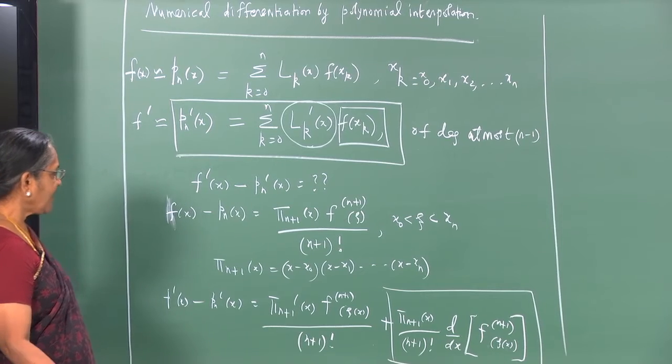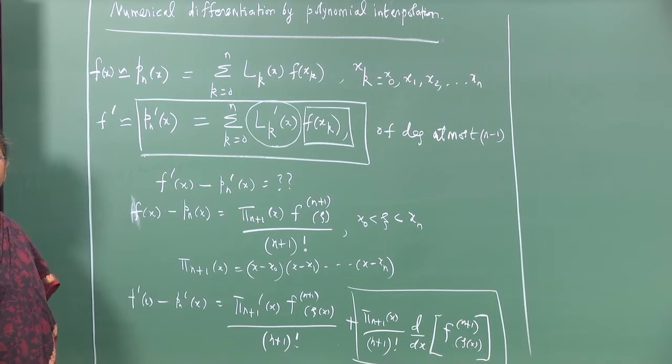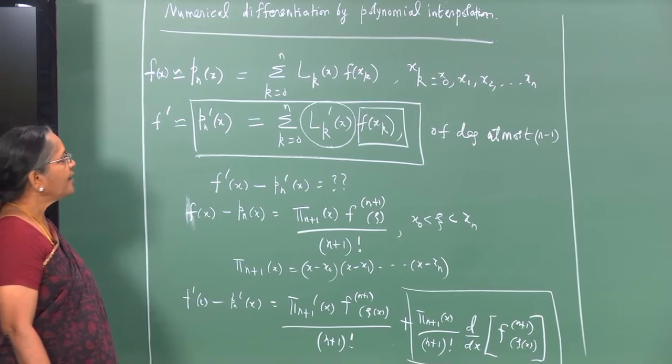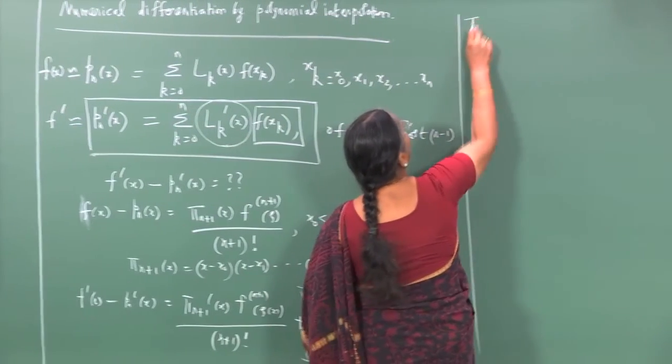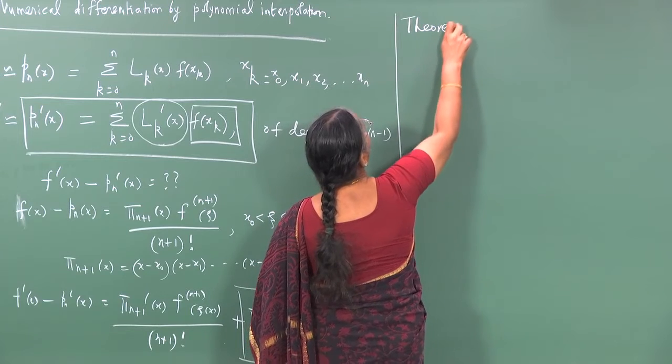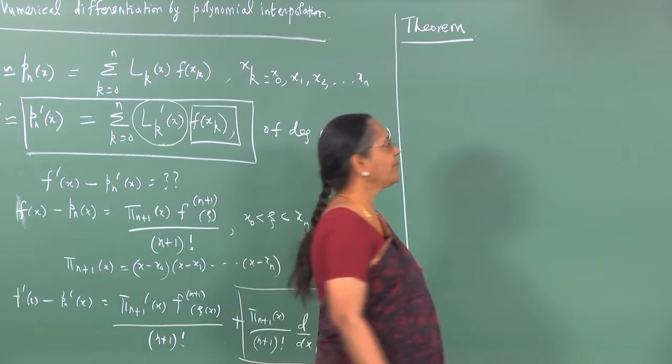So, we must have some methods by means of which we should be able to estimate this error, and we have an alternate approach, and that is given by the following result in the form of a theorem. So, let us look into the results of this theorem.